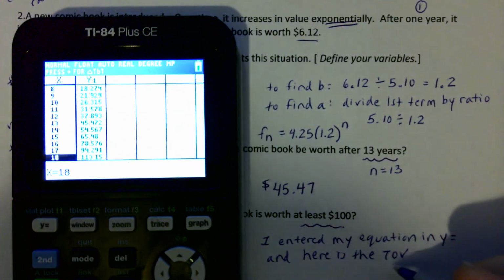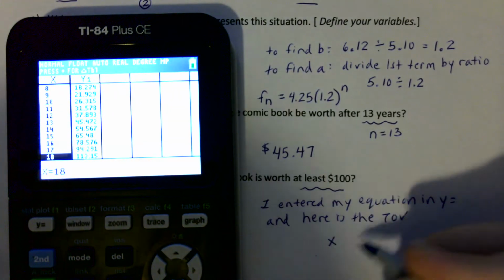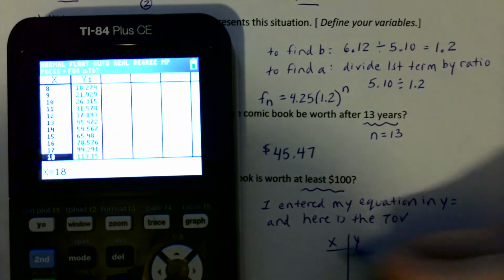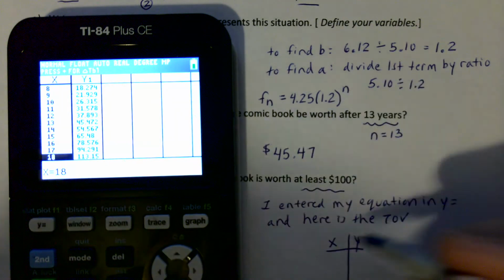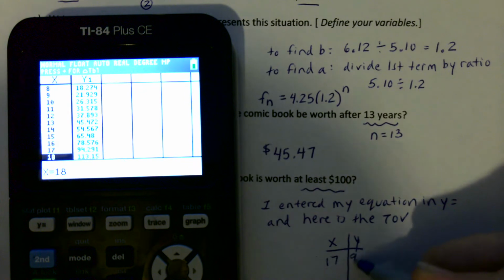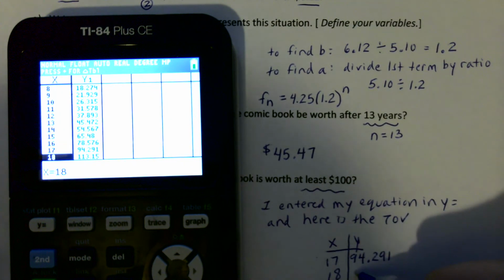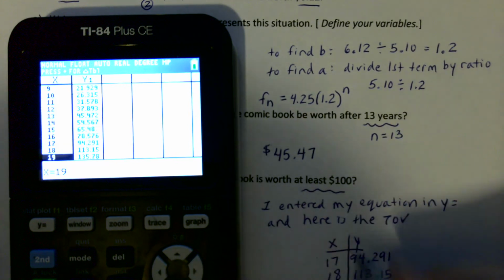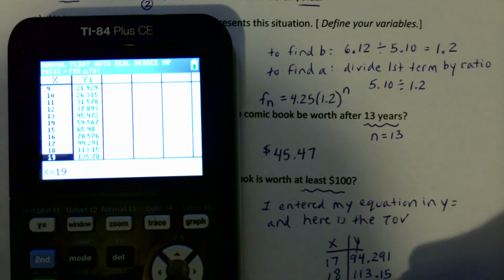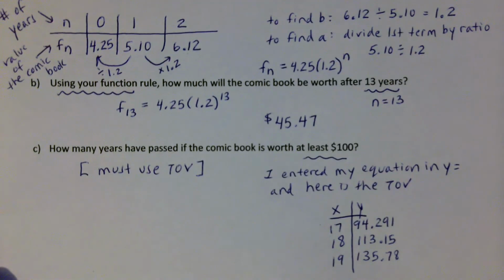So to show my table of values, I need to show the value before my answer and the value after. So since my answer is 18, I'm going to write 17, $94.291. 18, that was the first year it was over. And then showing that 19 is $135.78 if it still keeps on increasing exponentially.